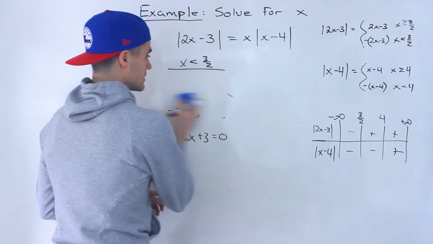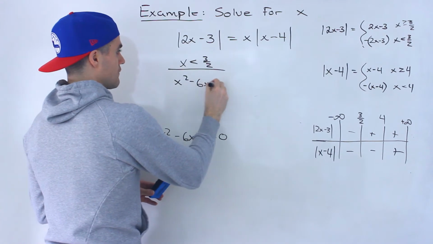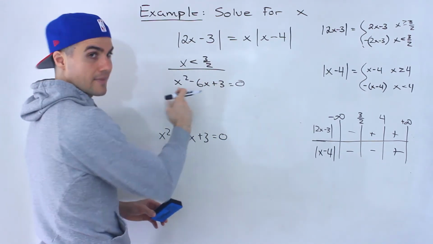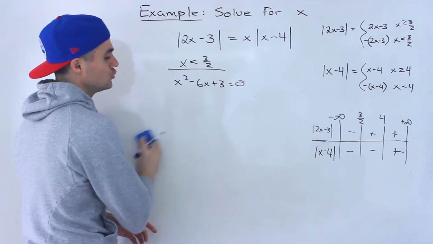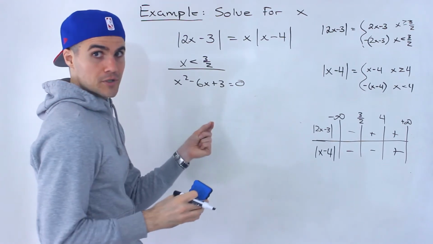So I'm actually going to take this, I'm going to rewrite it up here, because we can't factor this smoothly. There's no two numbers that multiply to 3 and then add up to -6, so we're going to have to use the quadratic formula on this.